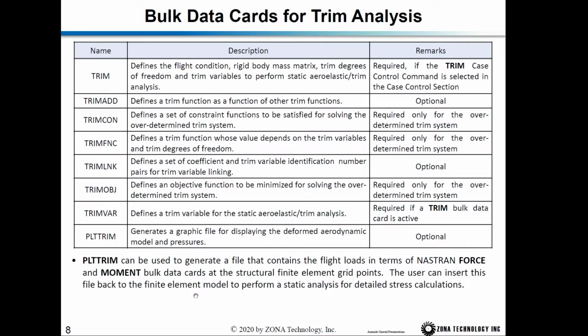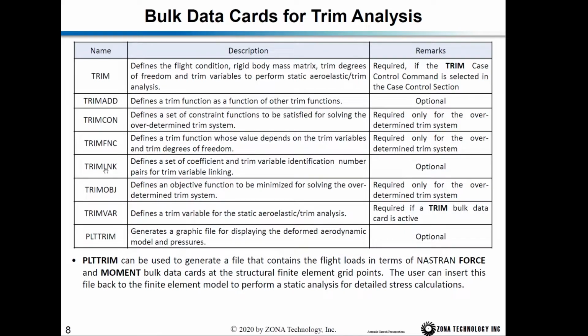Now, the Bulk Data cards for trim analysis: the top level card is TRIM. This TRIM card is referred to by the TRIM case control command. The next important card is called the TRIMVAR card. In the TRIMVAR card, you define a trim variable, and this TRIMVAR card is referred to by the TRIM card. Also, you can link one trim variable with many other trim variables.